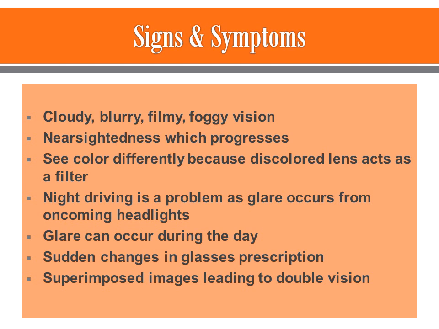Some of the signs and symptoms that patients will complain of include foggy vision. They feel like everything is very clouded. It's blurry. There's a lot of filminess over their eye. They may complain of being nearsighted, which will progress. They'll tell you that they're seeing colors differently than they used to. They may see greens and blues and many different colors.